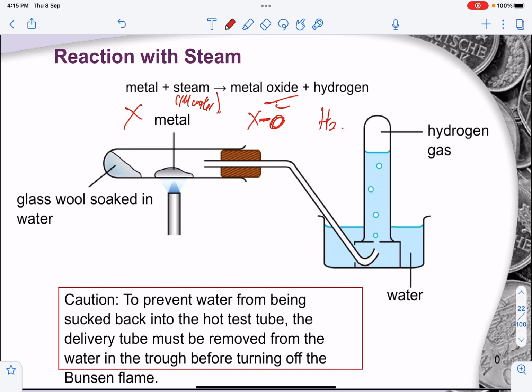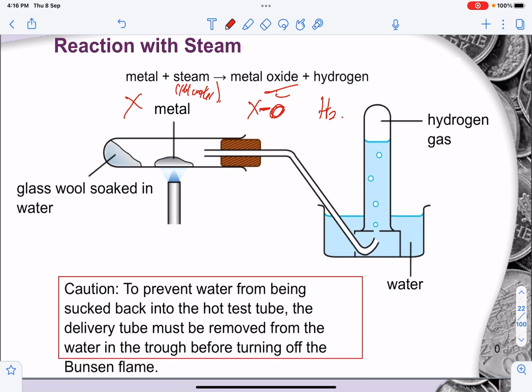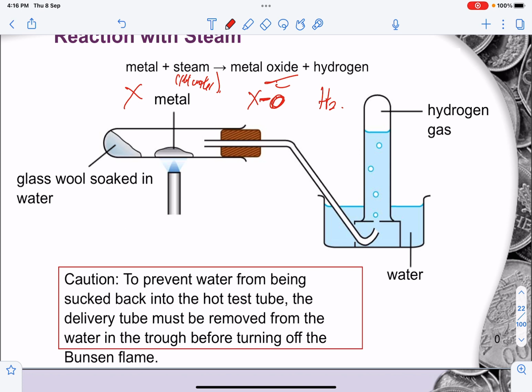So this is one way where we can collect the gas. Of course, we use hydrogen because it's an insoluble gas, so we use displacement of water in this case. To prevent water from being sucked back into the hot test tube, the delivery tube must be removed from the water in the trough before turning off the Bunsen burner.